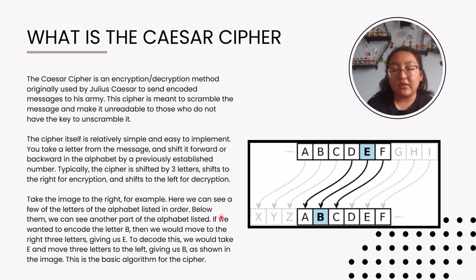For this example, we're looking at this image. We have A through I at the top and X through F at the bottom. So if we were trying to encode the letter B, and we were using a shift of 3 for encryption, all we have to do is move 3 letters forward, 1, 2, 3, and we end up at E. And then the same thing for decryption is just backwards. We just move 3 letters back, 1, 2, 3, and we're back at B, which this image is showing by pointing every letter and its corresponding decryption letter. And that's the basic algorithm for this cipher.